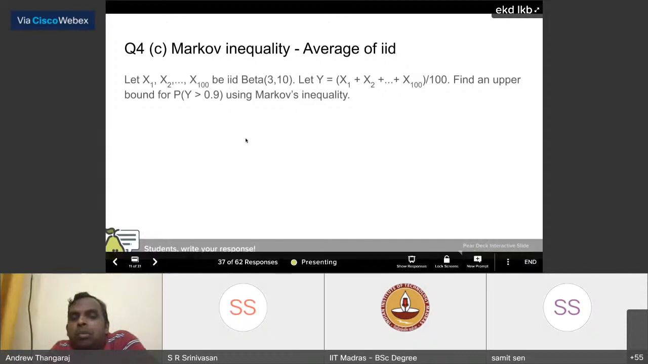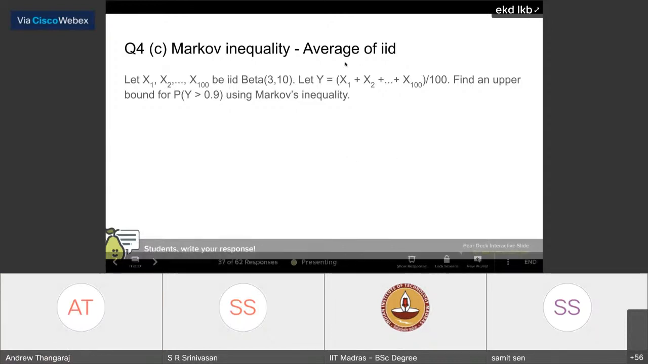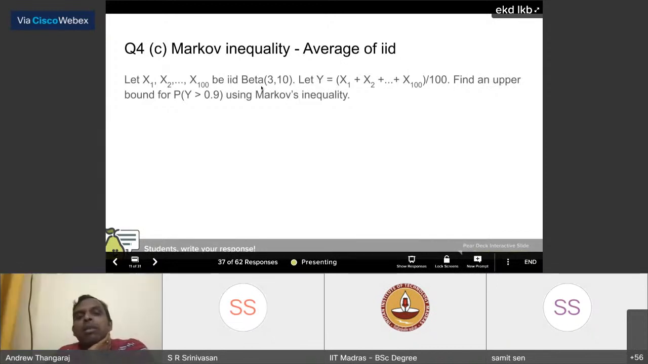Okay, all right. So let's see. There are enough responses. Somebody asked a question about the expected value of the sample mean being equal to the distribution mean. Yes, absolutely right. You can use that here also. So you can say that the expected value of y will be equal to the expected value of beta, which will just be 3 by 13, right?